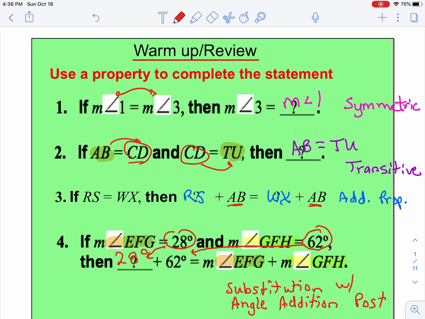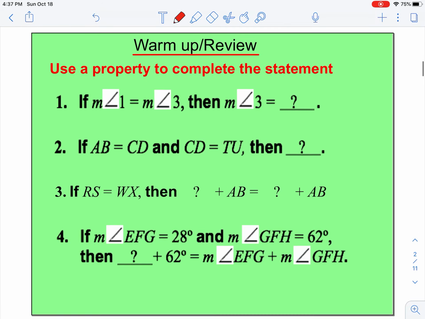The third one gets a little tricky sometimes, because you're taking this original amount right here and adding an equal amount, AB. You're taking the original amount WX and adding to it AB. And so that is adding equals. So that's the addition property of equality. And then the last one, you're really just using substitution with the angle addition postulate. You're substituting what the measure of angle EFG is equal to, that 28 degrees, into that blank. So hopefully that gives you some feedback on how you're doing on that, but please ask questions as needed.